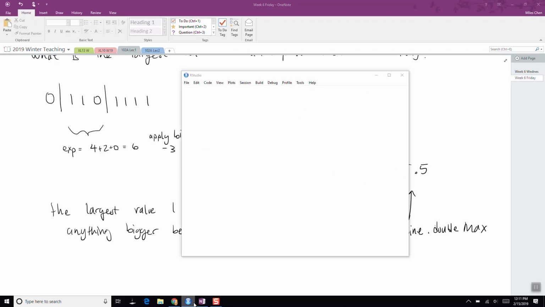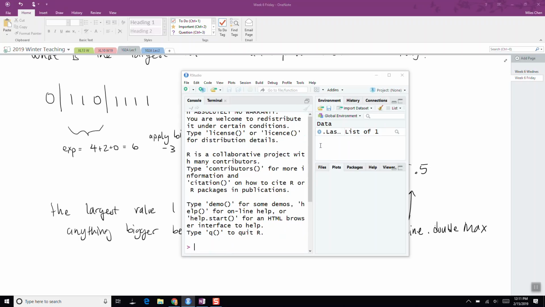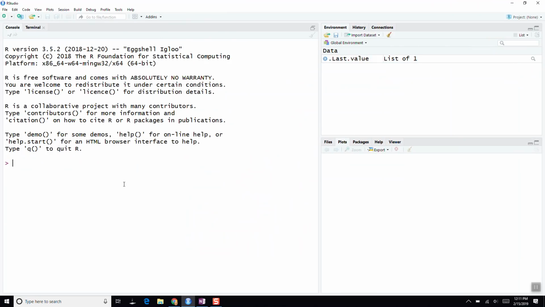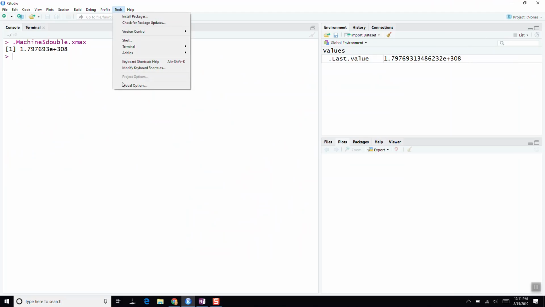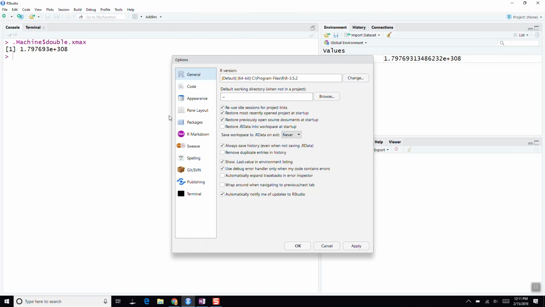And so if I go to R, and I say .Machine$double.xmax, this is the biggest number I can represent, 1.797. Let me make this a little bit bigger.